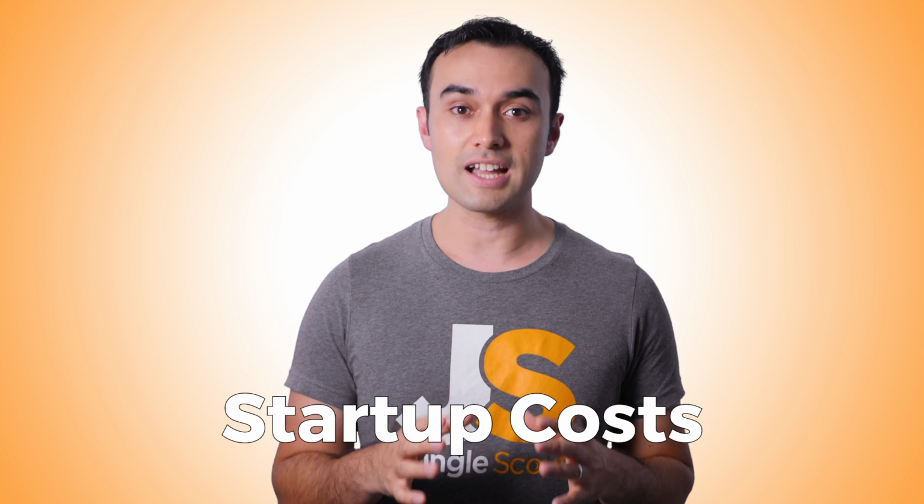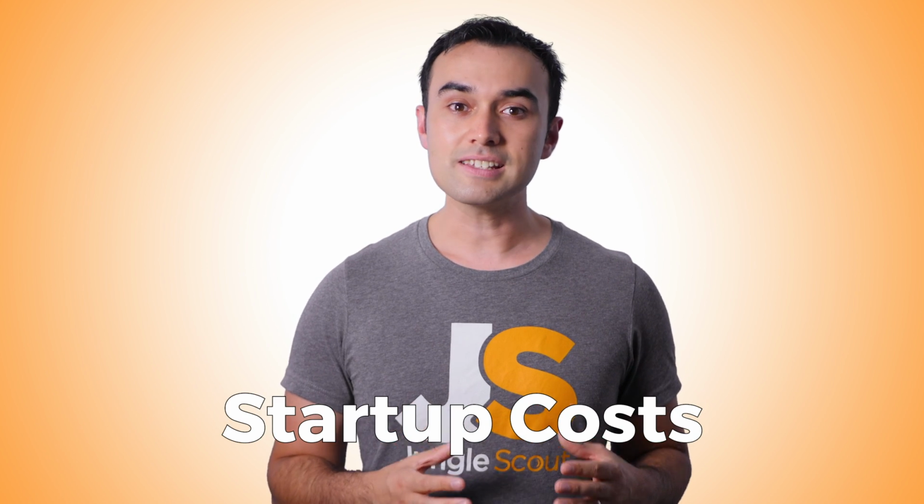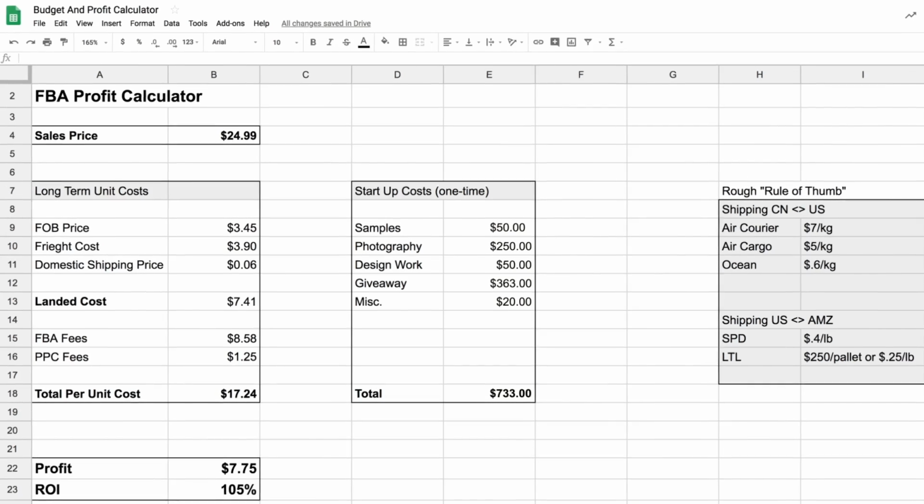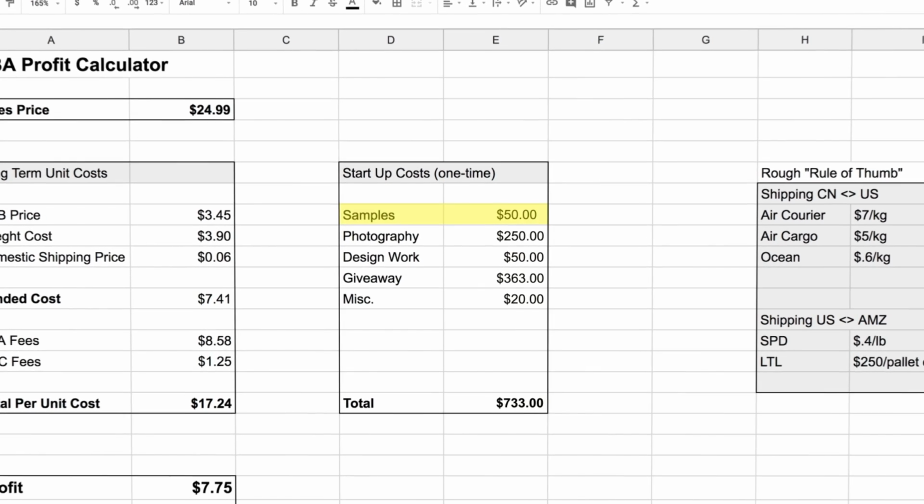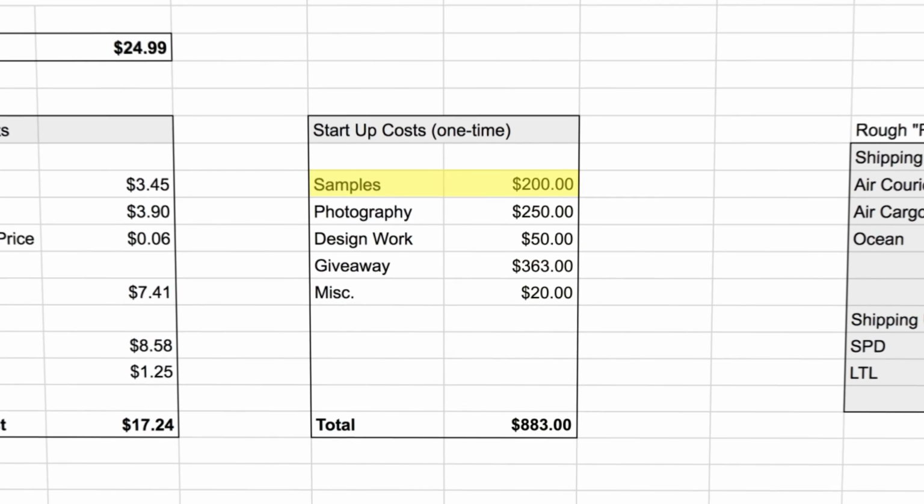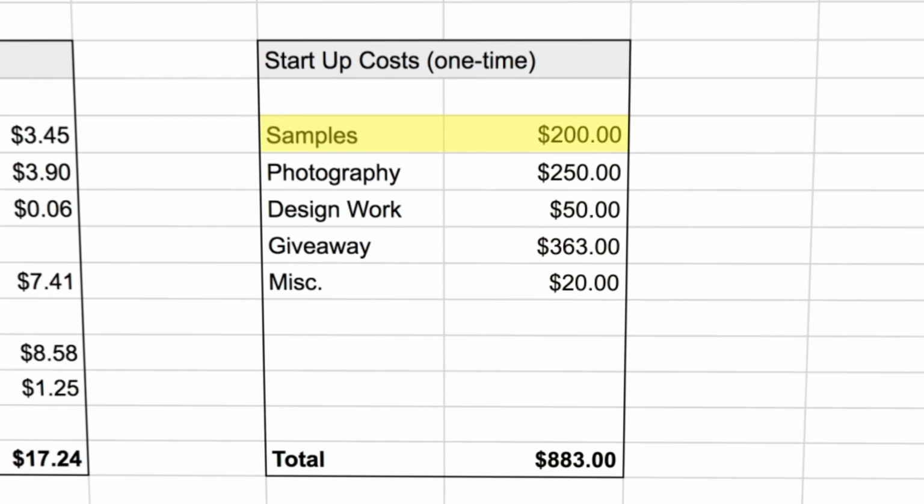And same goes for shipping. This particular quote was via air. However, if we were to ship it via sea in the future, that would bring the shipping costs down quite a bit. Let's move on to startup costs. Again, these are typically once off. You could spend anywhere from $50 to maybe $200 on samples, depending on what it is and how many you get.